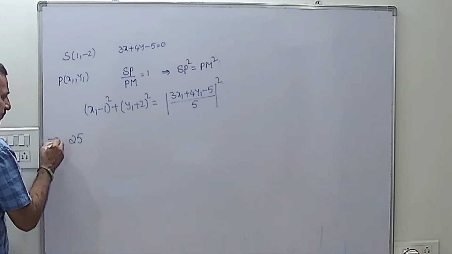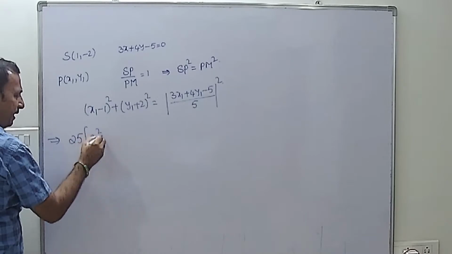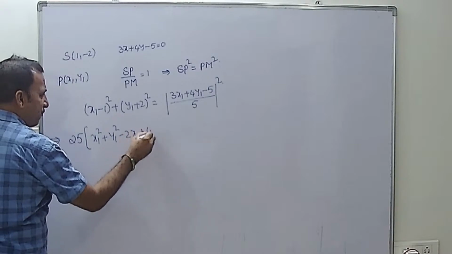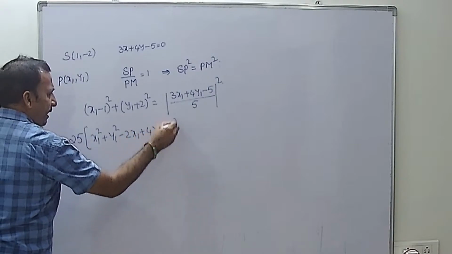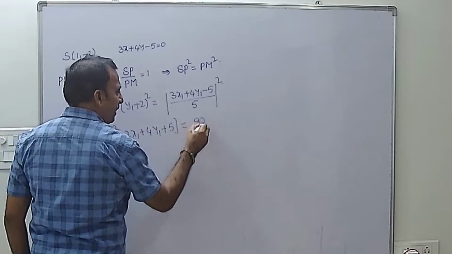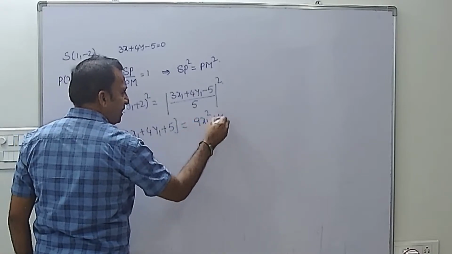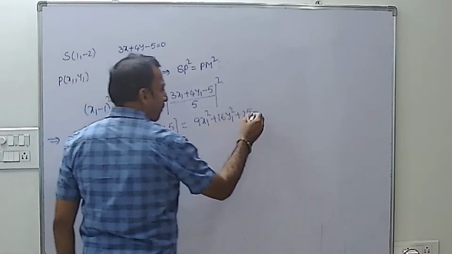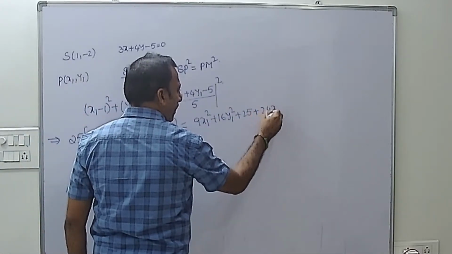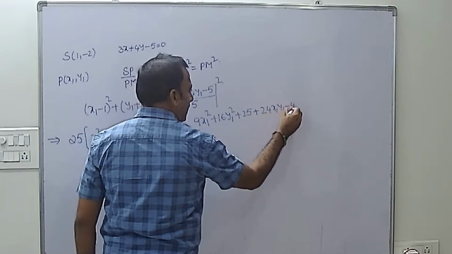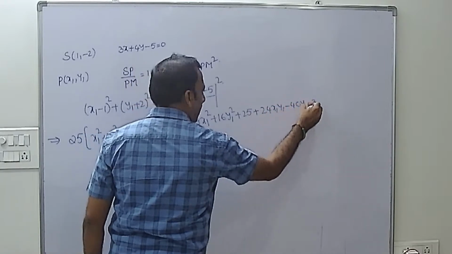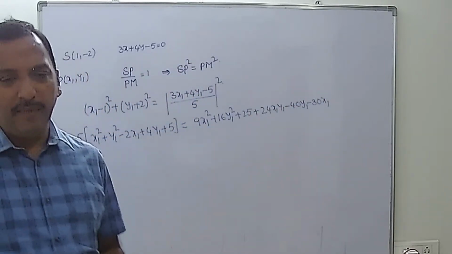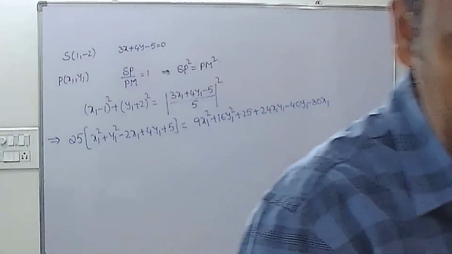25 into (x1 square plus y1 square minus 2x1 plus 4y1 plus 5) is equal to 9x1 square plus 16y1 square plus 25 plus 24x1y1 minus 40y1 minus 30x1.